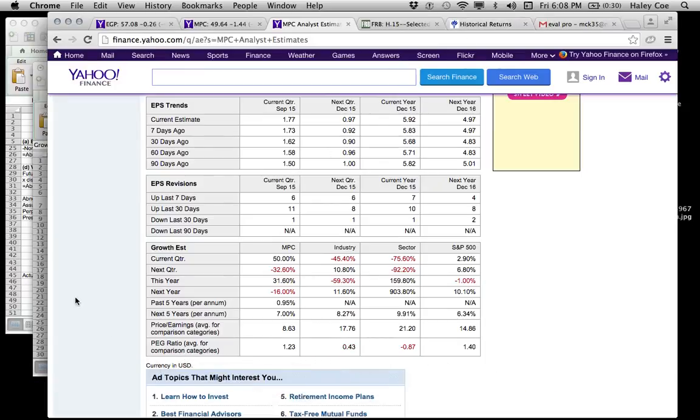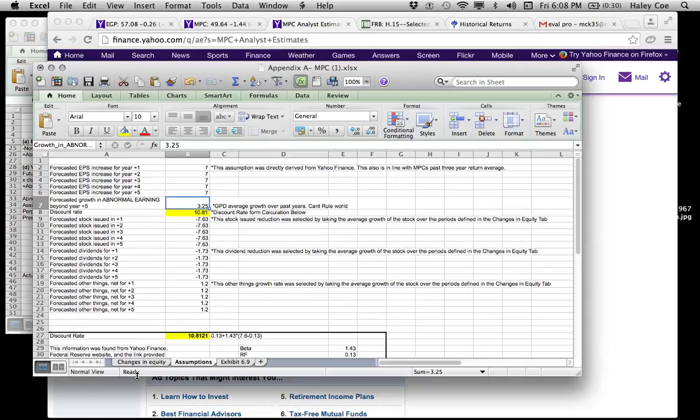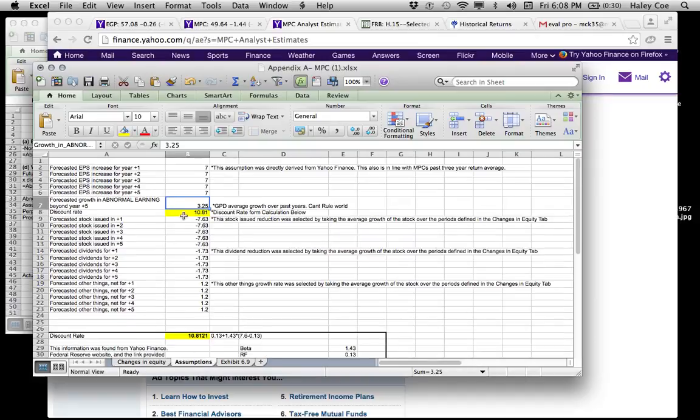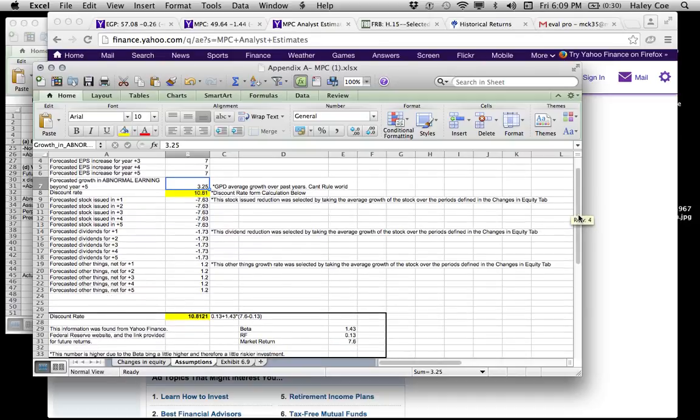Also, if you look right here, I took the average growth over the past 3 years. It was 7.16. I thought that was a great place to start. We then went to the abnormal earnings forecast. We did 3.25, saying that that's about the gross domestic product average. What we wanted to do there was not go too high, because if you do that, you're saying that you grow better than the average and you rule the world. Then we went to the discount rate of 10.81.